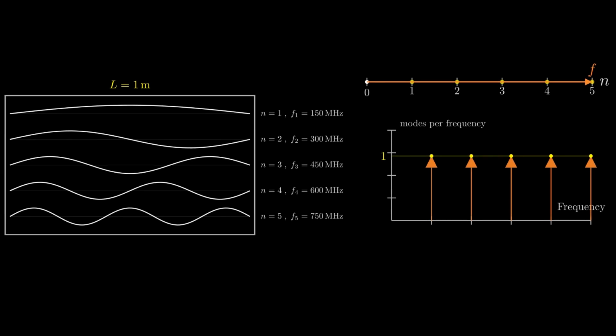This might seem obvious, but it leads to an interesting result. If we plot the number of modes per frequency against the frequency itself, we find that it's the same everywhere. Whether the frequency is small or large, there is always exactly one mode corresponding to that frequency. And since the average energy per mode is the same for each mode, kT, each frequency corresponds to the same amount of energy.